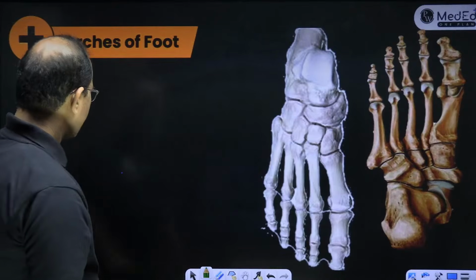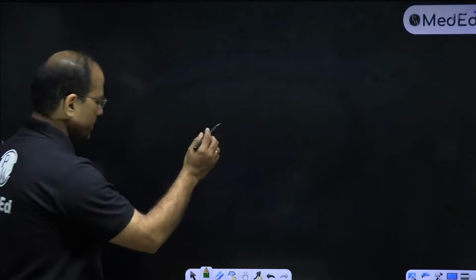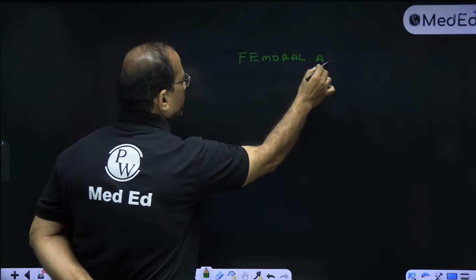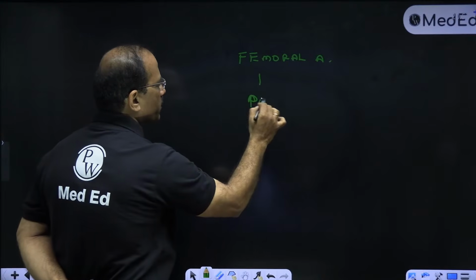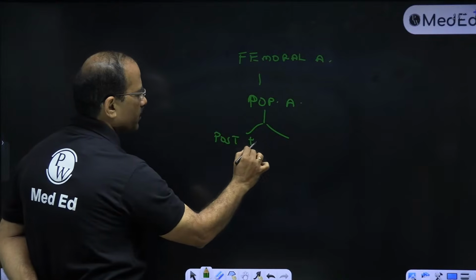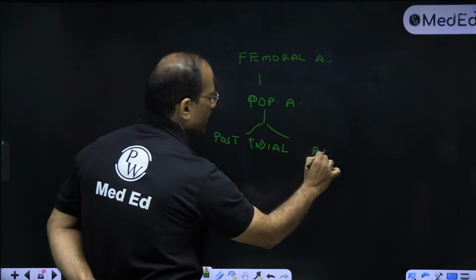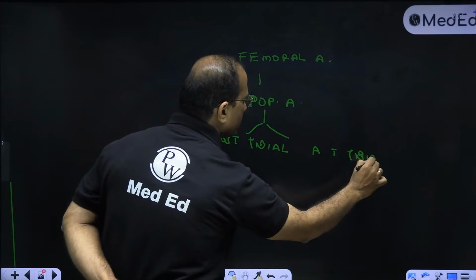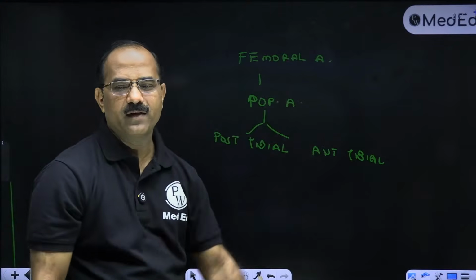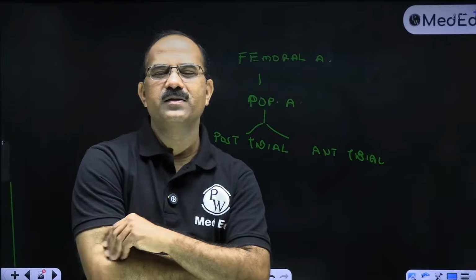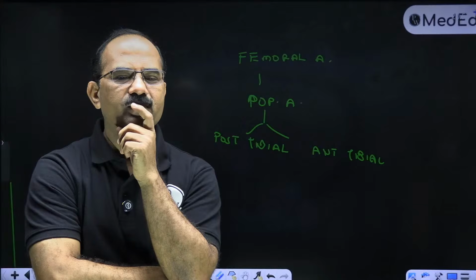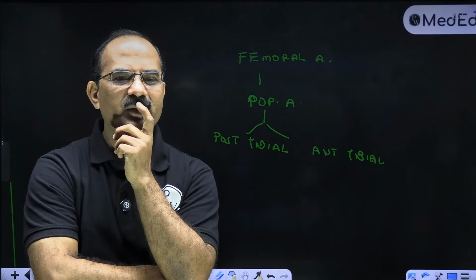Now arches of the foot I will tell. If you can quickly tell me femoral artery, I'll tell one artery quickly. Femoral artery pierces the adductor magnus, continues as what? Popliteal artery. Popliteal artery divides into a posterior tibial and anterior tibial. Okay. So femoral artery continues as popliteal artery. Where? You can say this fast. You tell me, I am finishing this. The femoral artery continues as popliteal artery after.